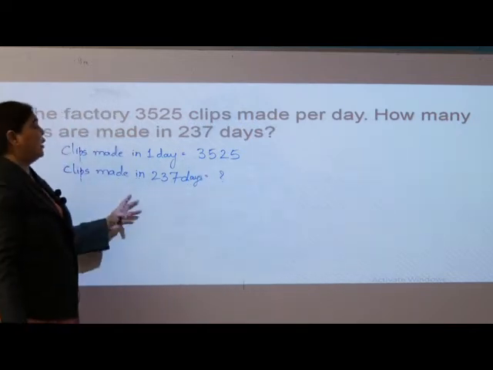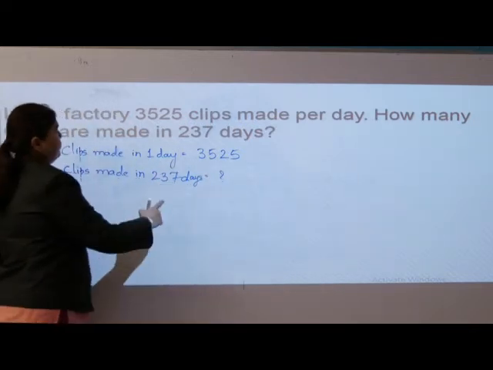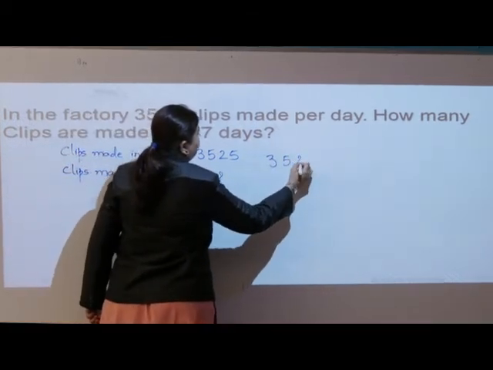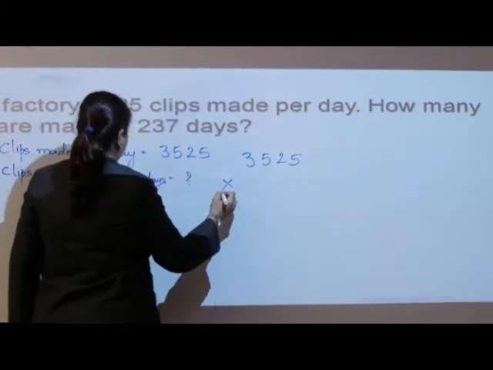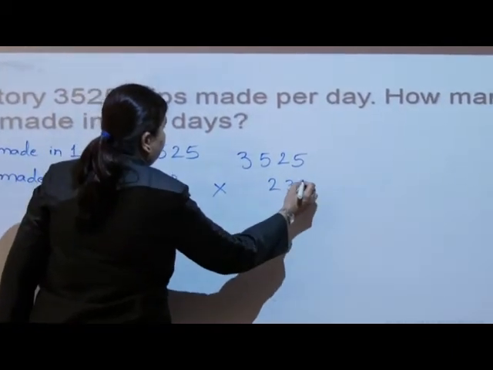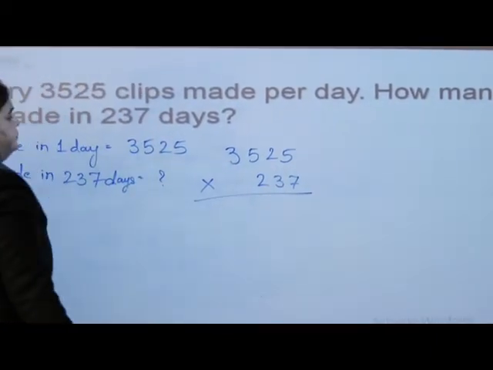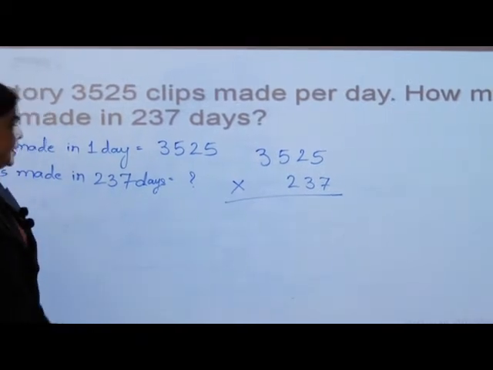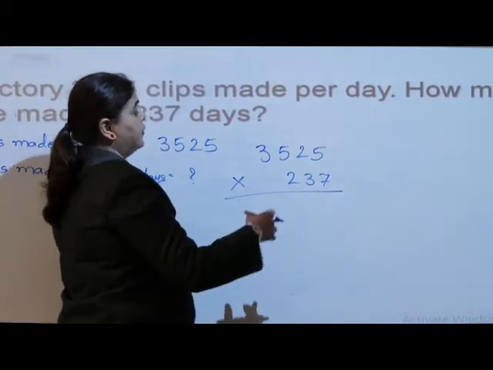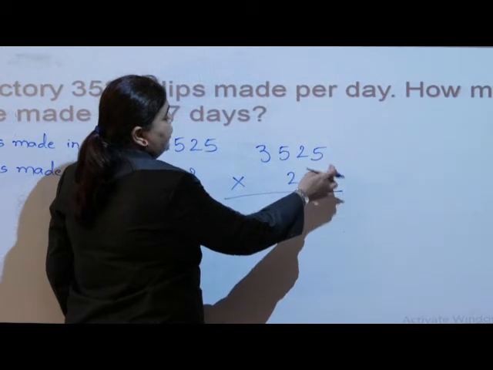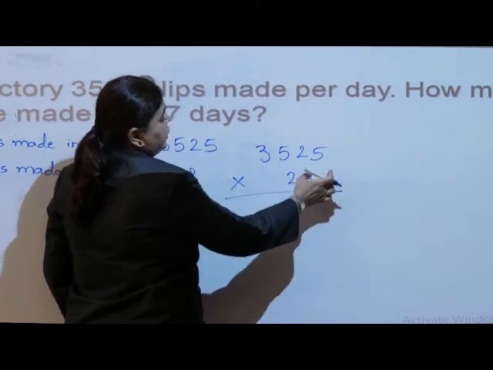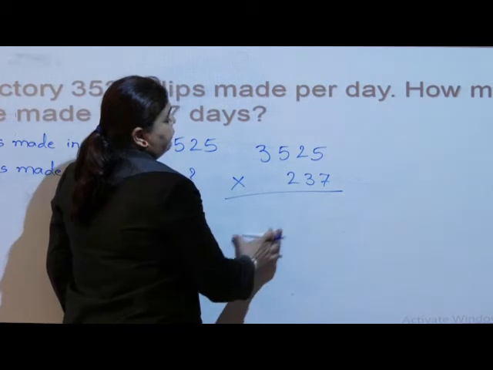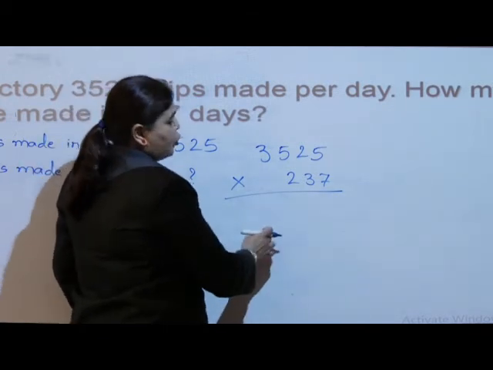What we have to do? We have to do multiplication. Now we will do the multiplication, that 3,525 multiplied by 2, 3 and 7. Is it easy for you? Yes, it is easy for you as we had done many sums previously. So we have to do simple multiplication. Here we are having 3 digits, so we have to go for 3 steps here and we have to do addition. We will try to solve this.